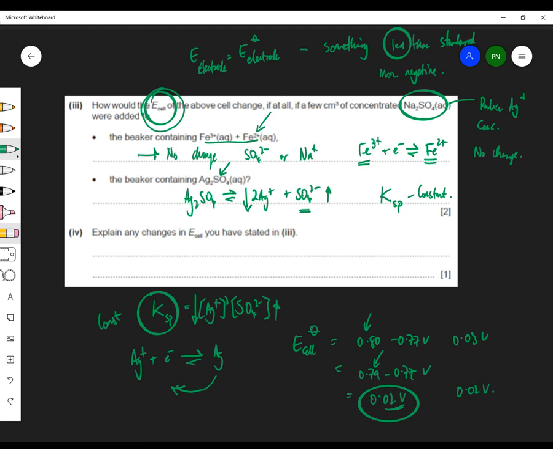Okay, hope that makes sense again. Please give me a shout if you don't understand this. Now, explain the changes. I've just tried to do that. That's what I've tried to do down here. So I'm going to say I've done that. Now, the tricky bit.